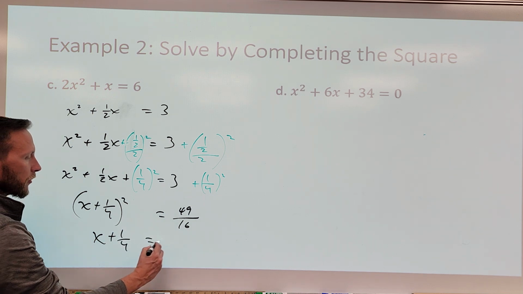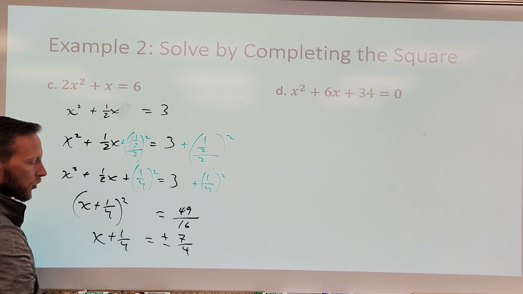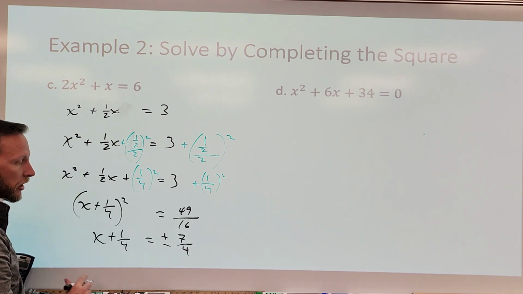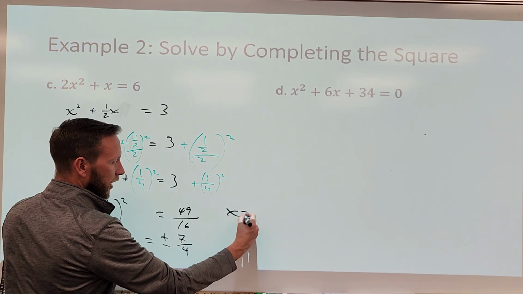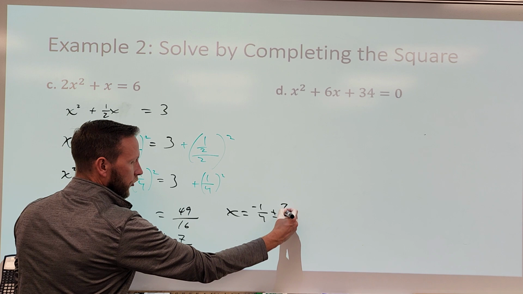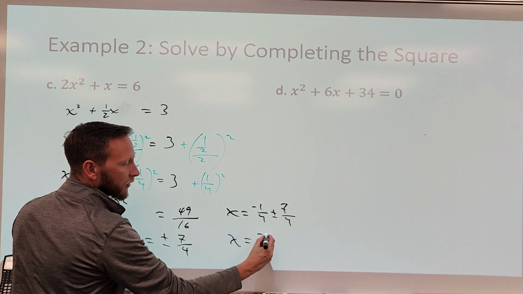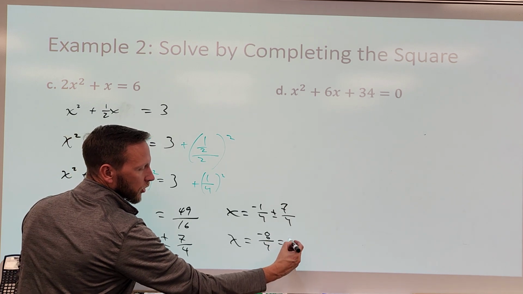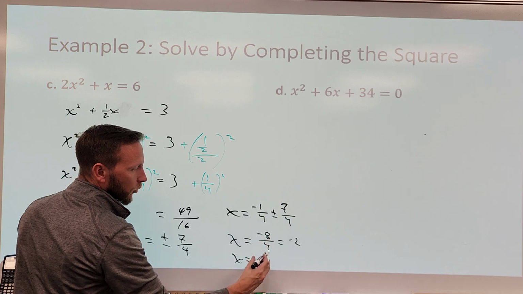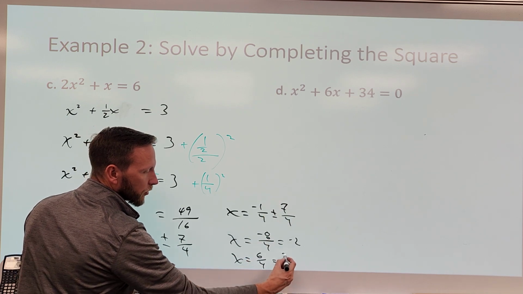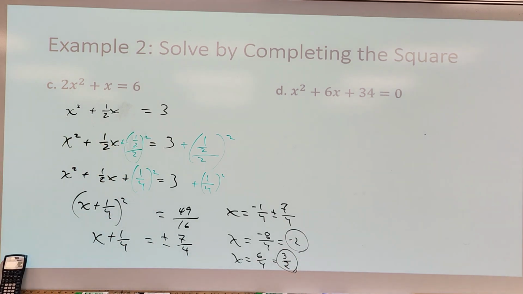When I take the square root on both sides, I get the plus or minus square root of this, which is 7/4. And now I just need to subtract 1/4 from both sides. So I'm going to write over in this space here, x is equal to negative 1/4 plus or minus 7/4. Look at that, these fractions have a common denominator. Negative 1 minus 7 is negative 8/4, which is going to be negative 2. And then negative 1 plus 7/4 is going to give us positive 6/4, which simplifies to be 3/2. So these are my two solutions for this quadratic equation.